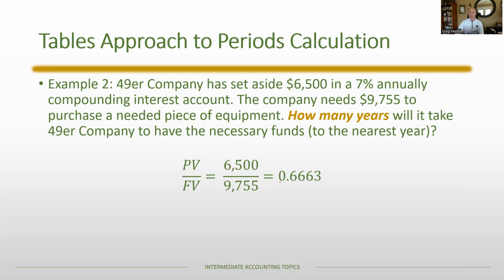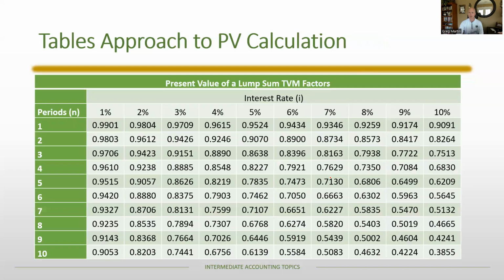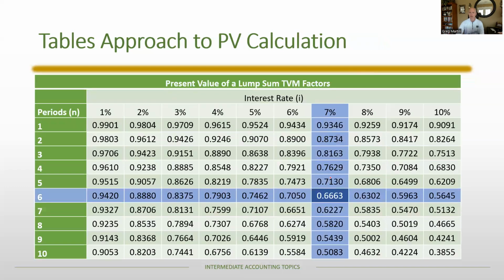We can see that the factor is 0.6663. Now we focus on which interest rate column we should be using, and we should be using the 7% column. So we're looking at the 7% column, looking for a factor of 0.6663. The 7% column corresponds to the n equals 6 row, as far as where the intersection equals the factor we are looking for. So we can use the table to do this.